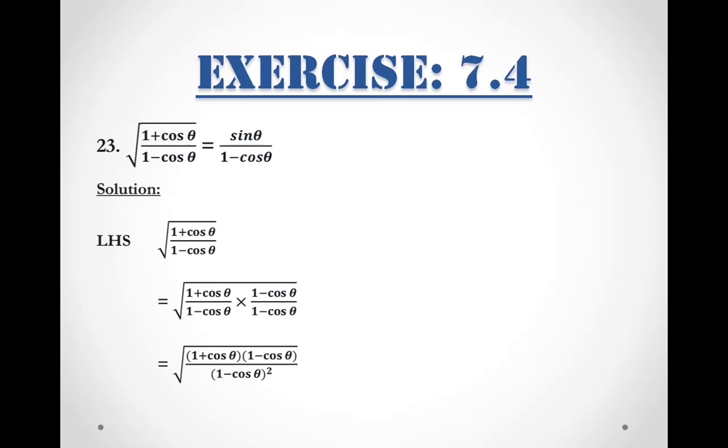Our question is: inside the root, 1 plus cos theta over 1 minus cos theta is equal to sin theta over 1 minus cos theta. Viewer, the solution becomes easy when you look at both sides. Looking at the right hand side, it is easy to understand that we will have to multiply inside the root with 1 minus cos theta both at the place of numerator and denominator.